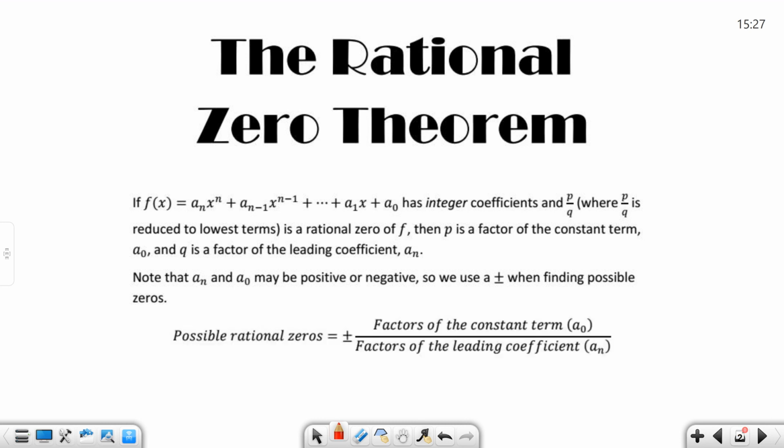I'm going to put a plus or minus in front of my possible rational zeros right here and take care of that scenario. So the factors of the constant term a sub 0, and really I'm going to use absolute value of this and absolute value of this. That's what I'm going to use, and then take care of that absolute value business with my plus or minus. I'm going to disregard my signs and take care of it there. All right, so the rational zero theorem. This looks awful. It's a little easier to do than it is to actually look at and try to understand what all these words mean.